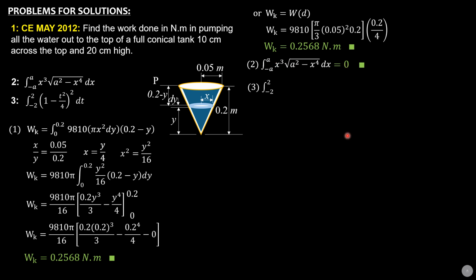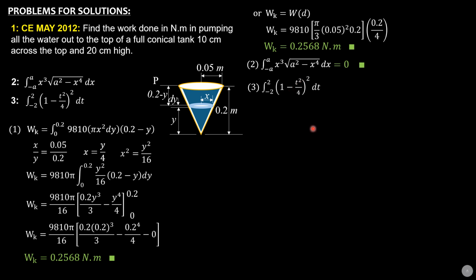For number 3, this is an even function because t square is an even function. When you replace t by negative t, it remains integral of quantity 1 minus t square over 4 close square. So I'll expand this. I change this to 2 times integral 0 to 2. And the first term is 1. The second term is twice this product, which is negative t squared over 2. And the last term is the square of the second term. The square is t to the fourth over 16.